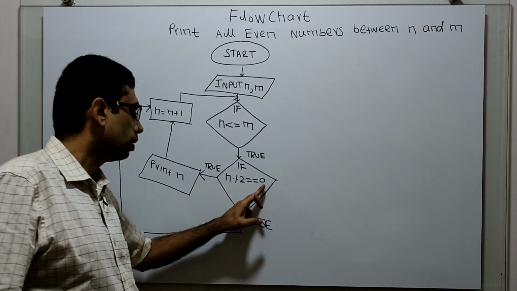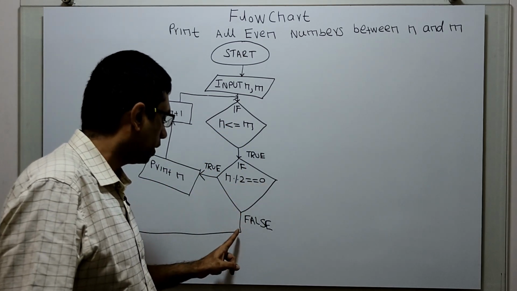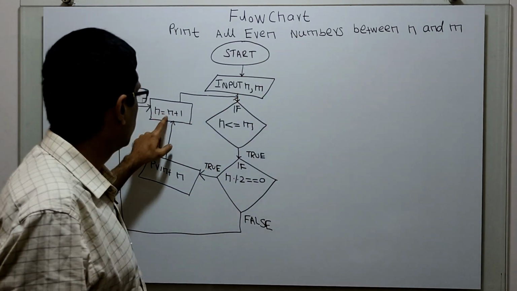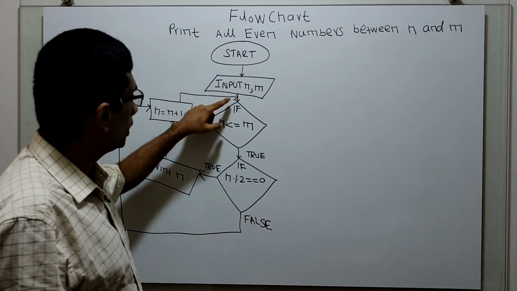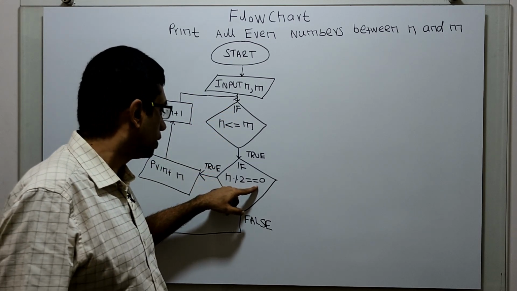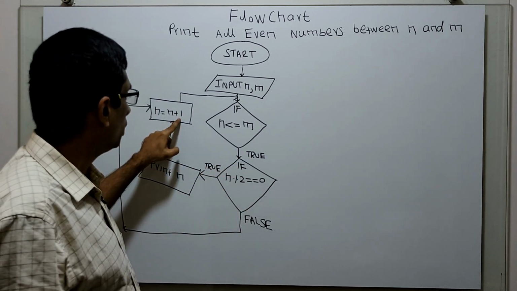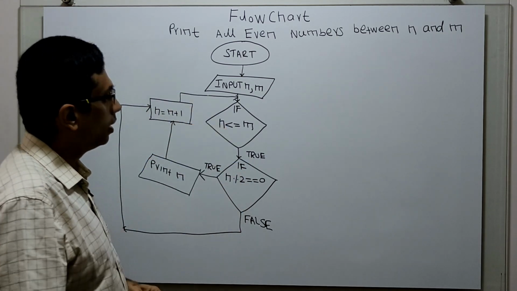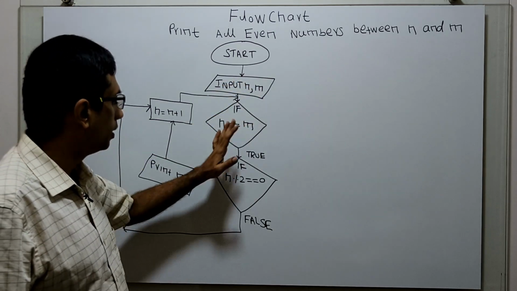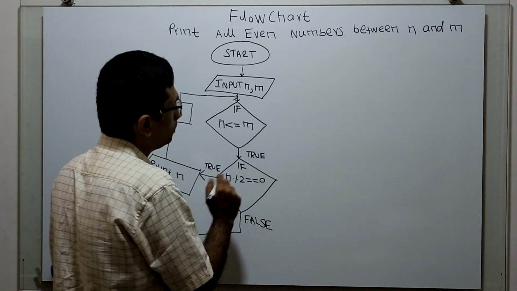In this case, n modulo 2 equal to 0 is false. That is not an even number, that is an odd number. In such a case, I am not printing the number because my flowchart has to print even numbers only. I am incrementing n equal to n plus 1 and checking n less than or equal to m. If this is true, n modulo 2 equal to 0 will be checked. Then if it is true, the number will be printed. If this is not true, then n will be incremented by 1 and the condition will be checked again. That means all the even numbers between n and m, including n and m, will get printed by this looping statement. So here n less than or equal to m is false.